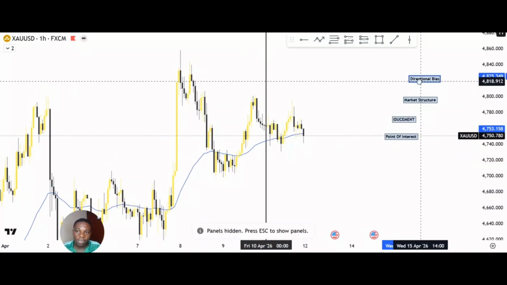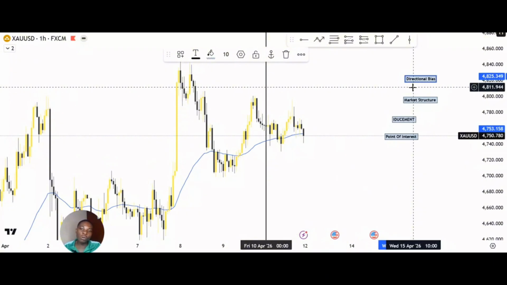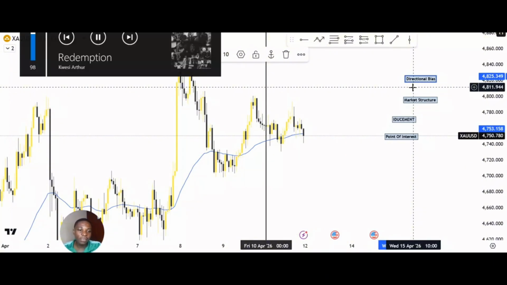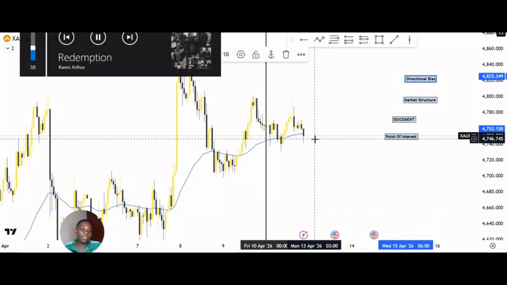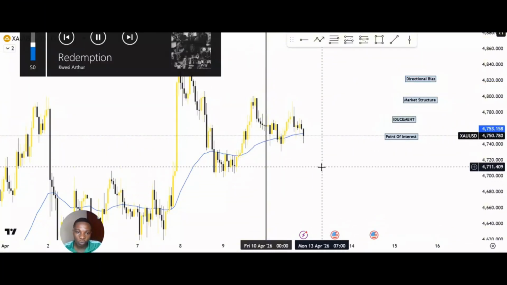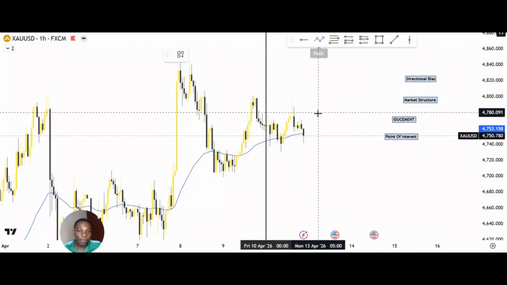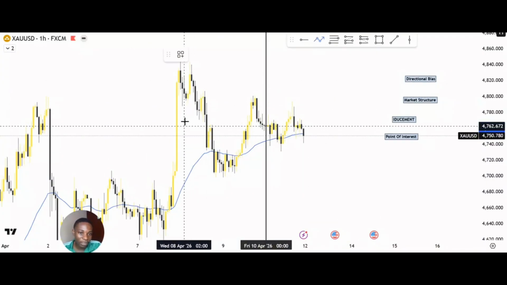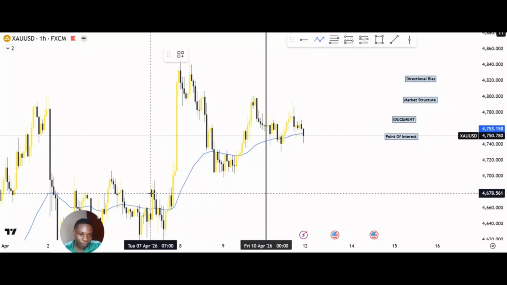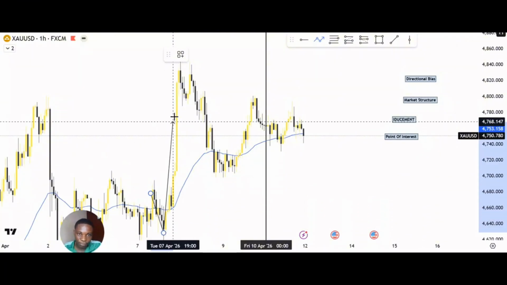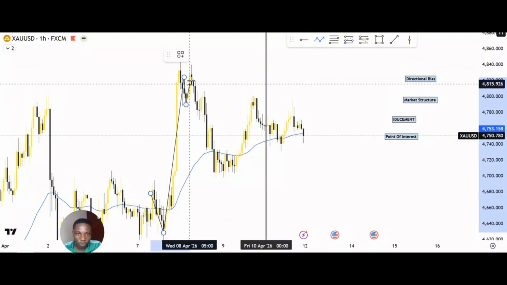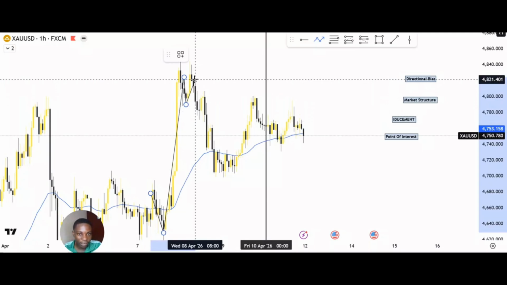So as I said, the first thing I do is to look out for directional bias. So when I say directional bias, directional bias is where price is coming from and where price is heading to. So first thing I did was look at where price is coming from. So this was the structure. It was in a downtrend, right?